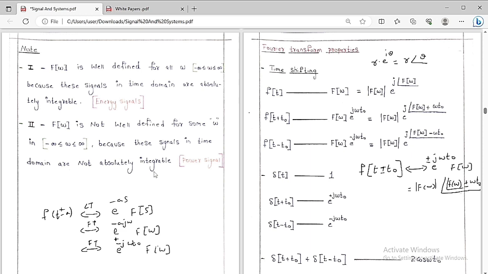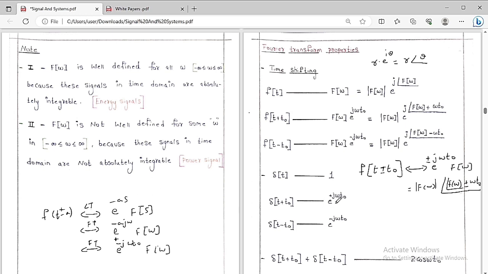If you want the Fourier transform, replace s by j omega, and you are going to get e to the power of minus j a omega F of omega. So here you replace a by t naught, and then we get e to the power of minus j omega t naught F of omega. So plus means plus, minus means minus. So simply we can say like this.